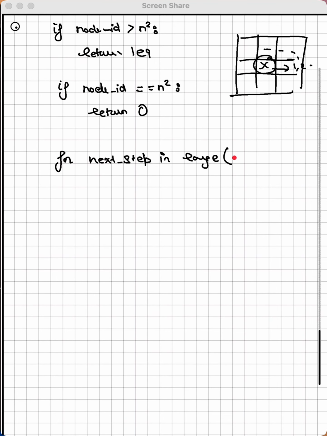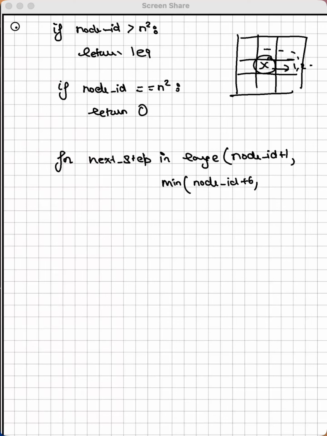So we're going to say here, in the range of, what is the starting value? The starting value is node ID plus 1. I can either take that, or I'll have to take the minimum of node ID plus 6 or n square, whichever is minimum, and then plus 1 because I want to have those values. And this will tell me what are the other next states possible.